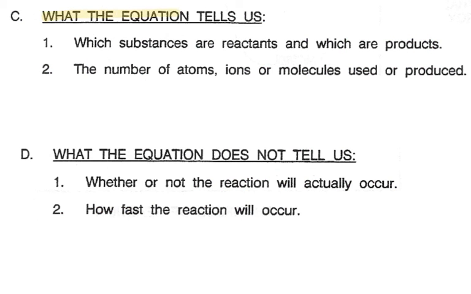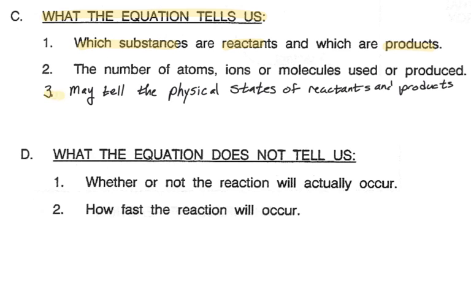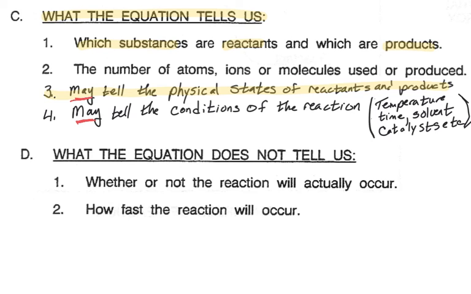So what does the equation actually tell us? Well, it doesn't tell us a whole lot. It does tell us which substances are the reactants, which substances are the products. It tells us the physical states of those reactants and products. It tells us if something was added to help the reaction go. And it tells us how many of the atoms, ions, molecules, or moles were either reacted or produced.